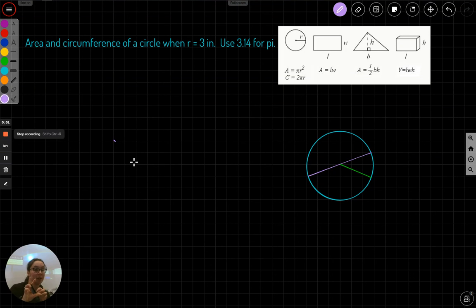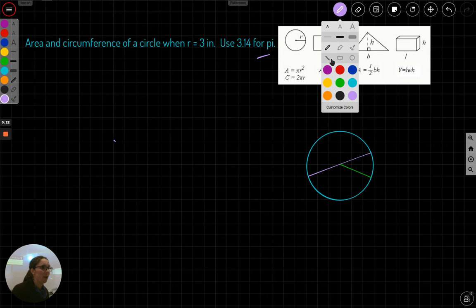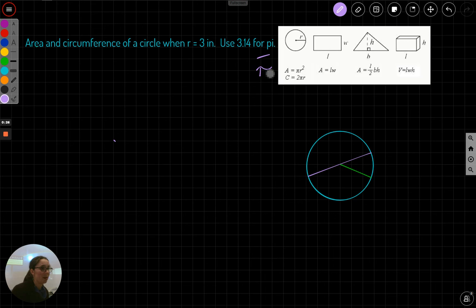This is part 3 of example 1 of lesson 2.3, evaluating geometric formulas. Finally, we're getting to circles. We are going to find the area and circumference of a circle when r equals 3 inches. Use 3.14 for pi. I wrote the word pi here, not the symbol, because I can't type the symbol right now. So pi looks like that.